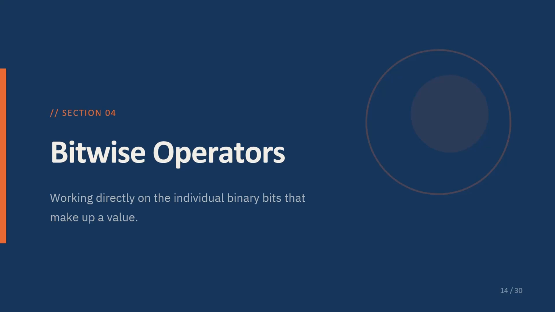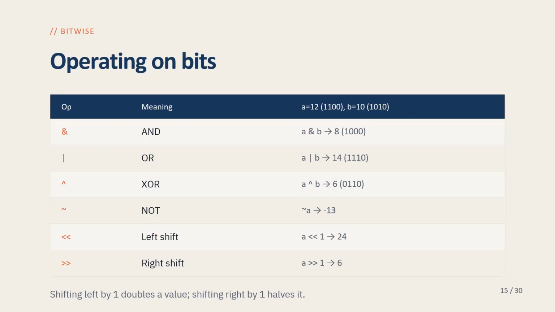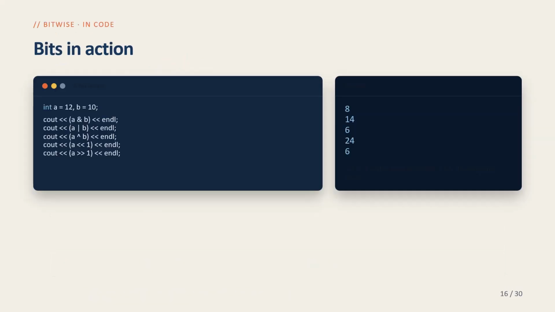Followed by the bitwise operators. Unlike logical operators, bitwise operators work directly on the binary representation of numbers. They are mainly used in system level programming. AND, OR, XOR, NOT, and shift operators are the various types of bitwise operators. And here are the examples for the various bitwise operators being displayed.